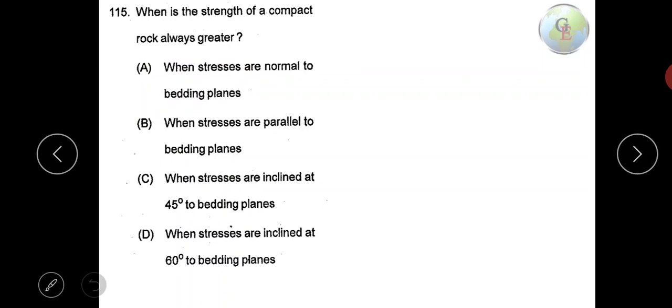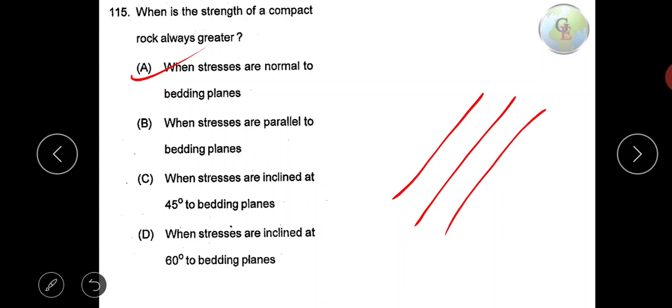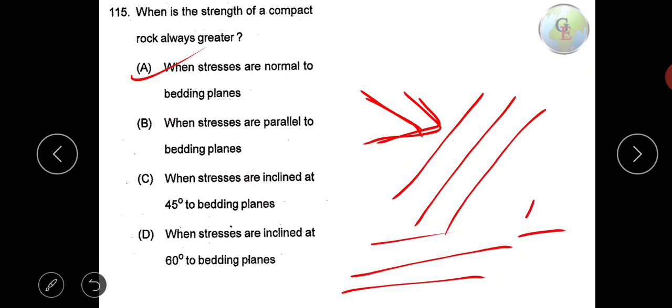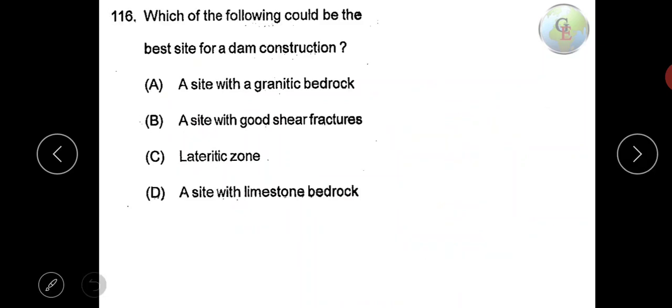Here the answer will be when the stress is normal to the bedding plane, because if the bedding plane is like this and the force or stress is normal, or vertical, to the bedding plane, it can withstand better. But if the bedding plane is like this and the force is like this, it can easily slide the layer along the bedding plane. The same happens in the case of an inclined structure, but we find the most stability when the stress is normal to the bedding plane.